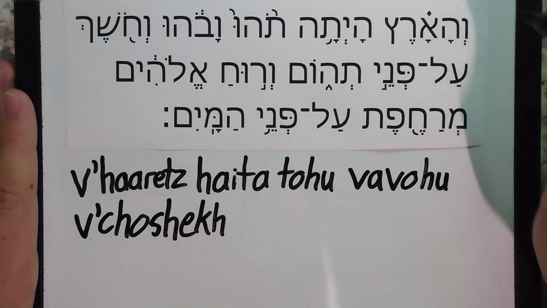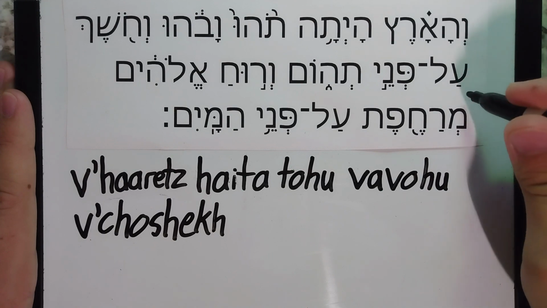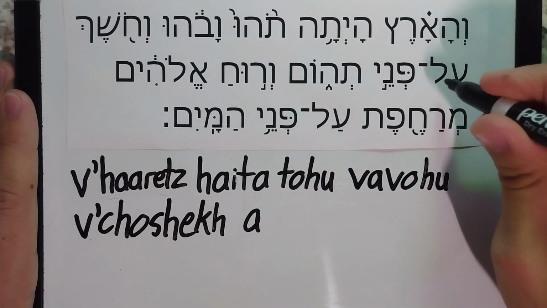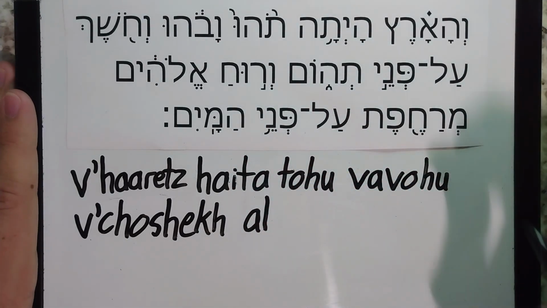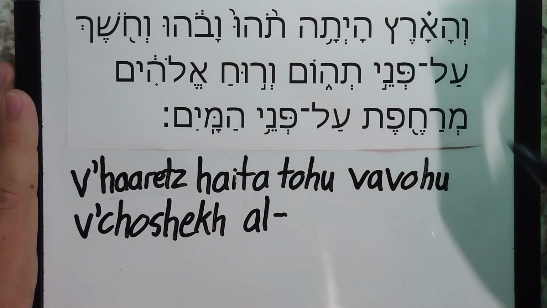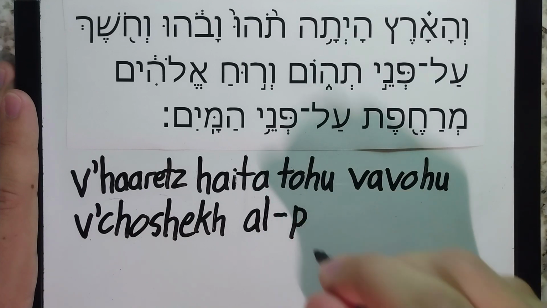Moving down a line, our next word starts with an ayin, which is silent. Under the ayin, we have a patak, which says ah, and this word ends with a lamed, which makes the l sound. This word is connected with a dash to our next word, which starts with a letter pe. This pe has a dagesh, which means it makes the p sound.